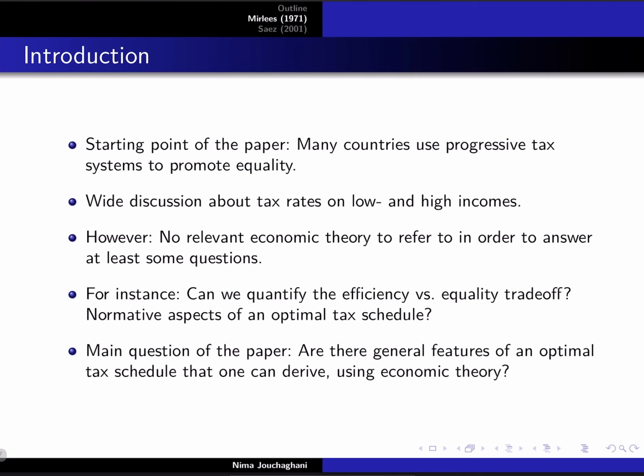So, what's the starting point of the paper? That's always important if you talk about a paper. So what's the issue? The issue of the paper is that many countries use progressive tax systems to promote equality. By that time, in the paper he was also referring to Germany, the US and the UK. So those countries were using progressive tax systems in order to promote equality. So equality basically in terms of a convergence of low income people and rich income people.